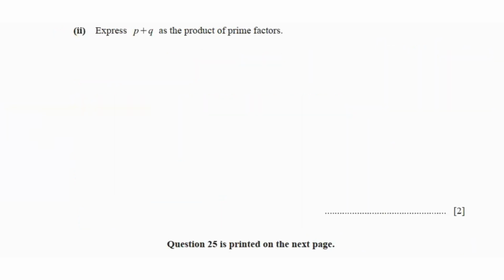Express p plus q as the product of its prime factors. So we're going to add these up now. It's going to be 2 to the power of n times 3 to the power of n times 5 plus 2 to the power of n times 3 to the power of n plus 1 times 5 square.